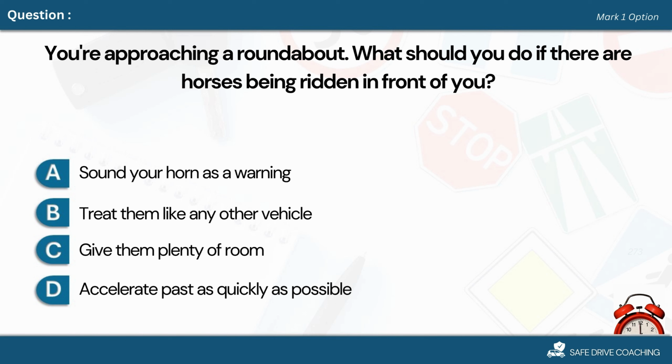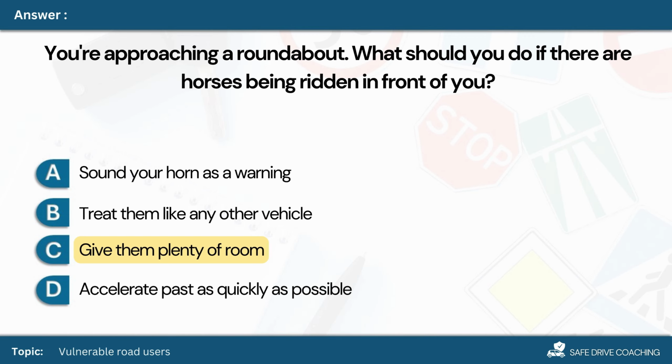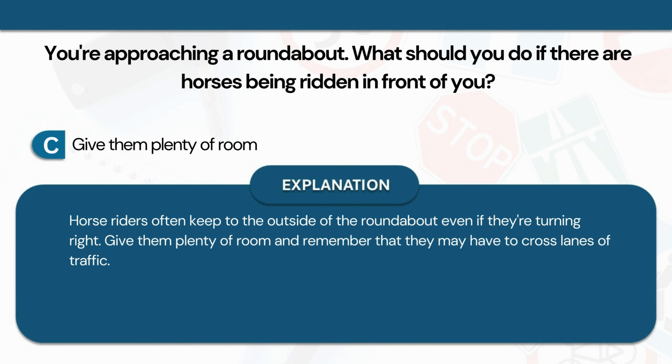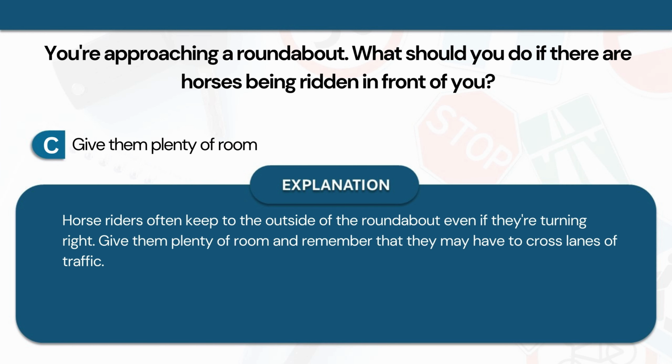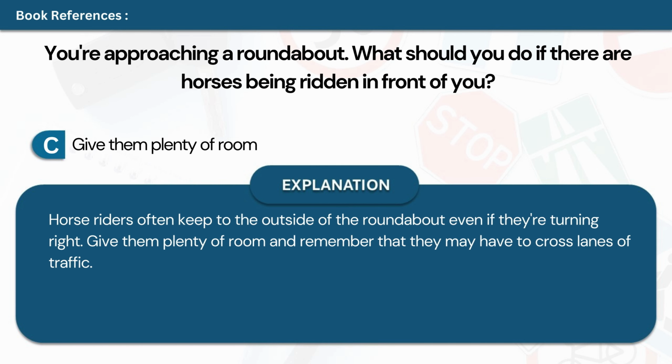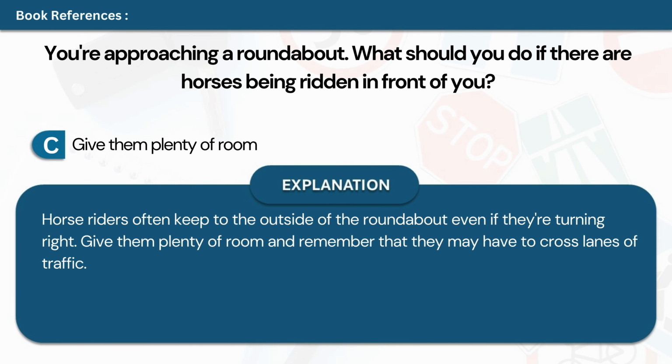The correct answer is C. Give them plenty of room. Horse riders often keep to the outside of the roundabout even if they're turning right. Give them plenty of room and remember that they may have to cross lanes of traffic.